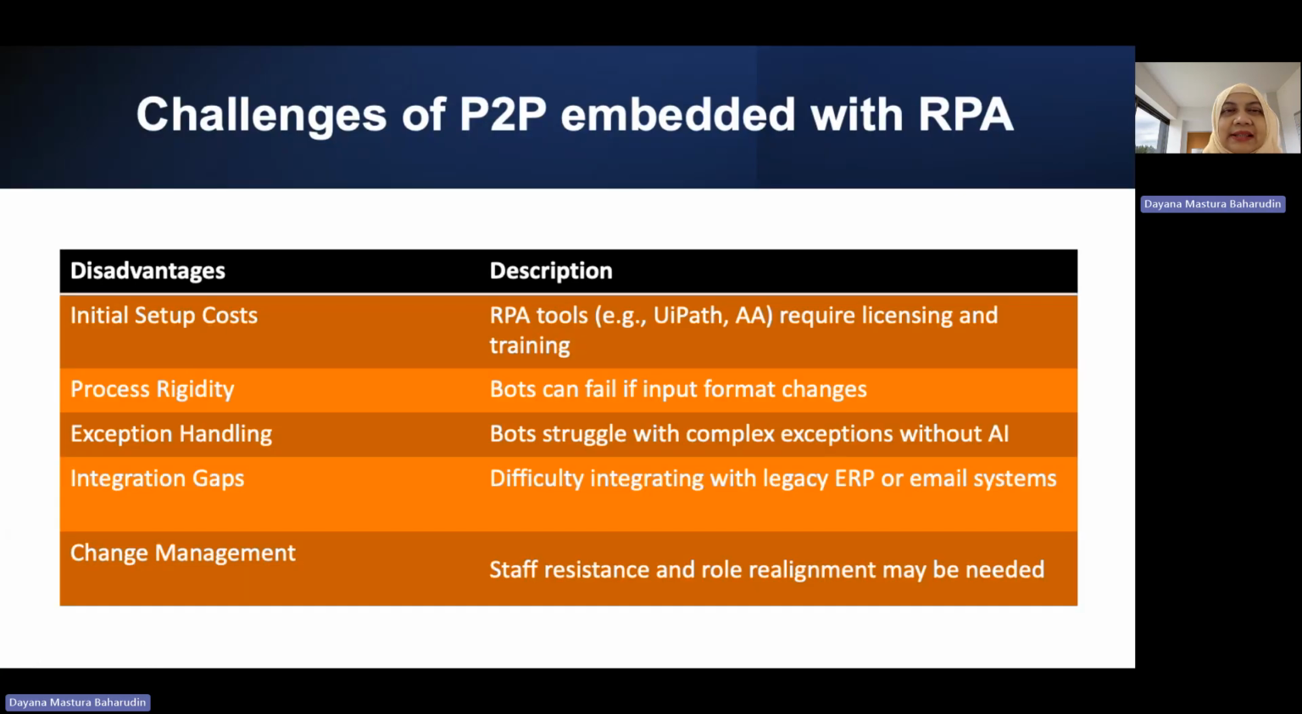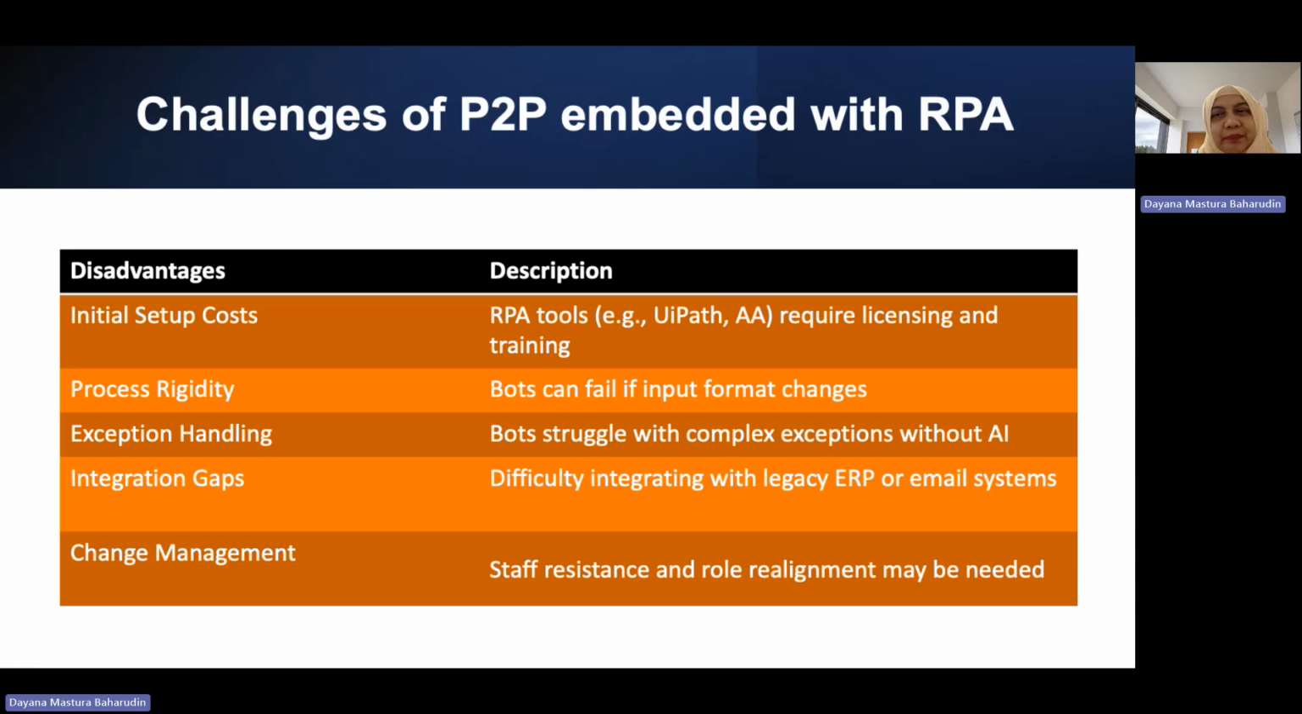Okay, now let's have a look at these challenges of P2P embedded with RPA. Yes, there will be challenges. We need to acknowledge that. So, of course, initial setup cost is really expensive, and it's got the licensing and training, because once you get the licensing, you need to send your staff for training, because everyone needs to go. Whoever is in charge of payments needs to go for the ERP. First, they need to be ERP certified. They need to have the SAP certification. Then they also need to get the RPA certification as well. So it's like double certification.